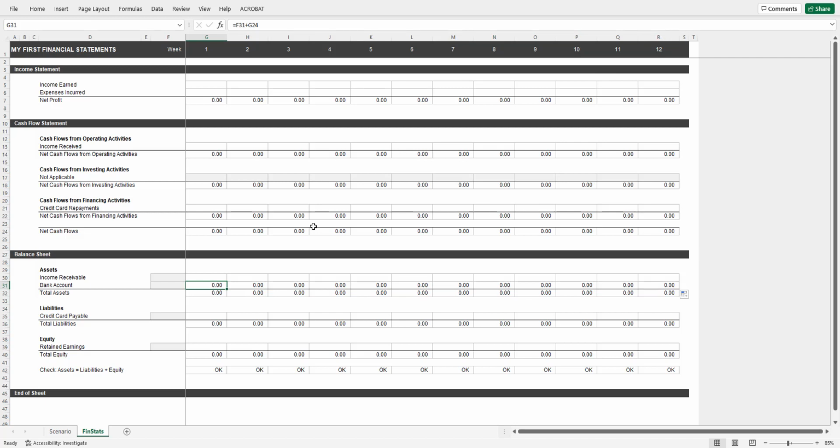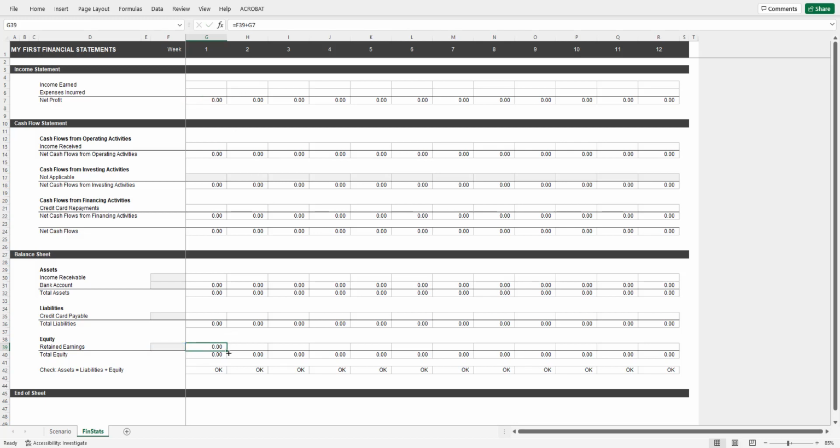Now the other linkage is between the income statement and the balance sheet, and that occurs via the retained earnings line item, because our retained earnings builds up as we generate net profit. So here I can say the retained earnings in any period will be equal to the prior period retained earnings plus the net profit we generated in the current period.